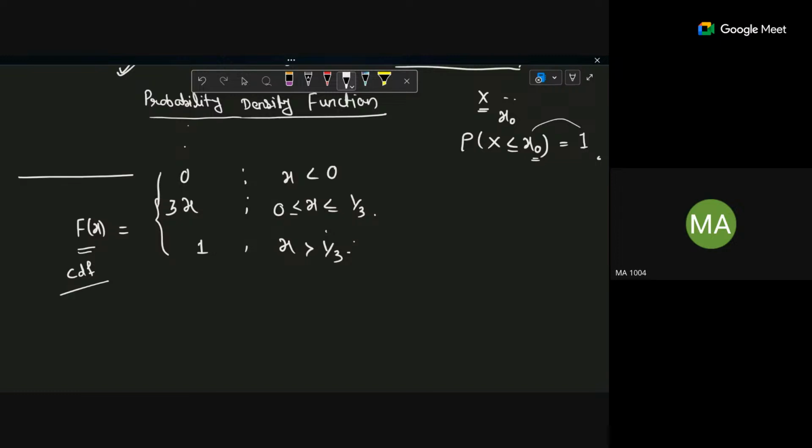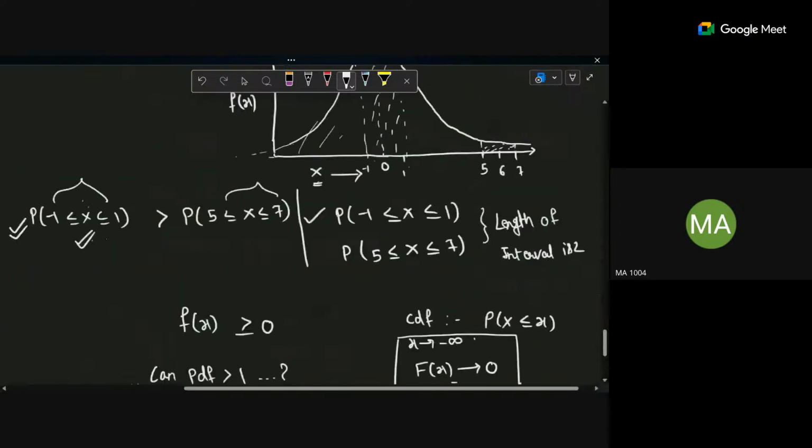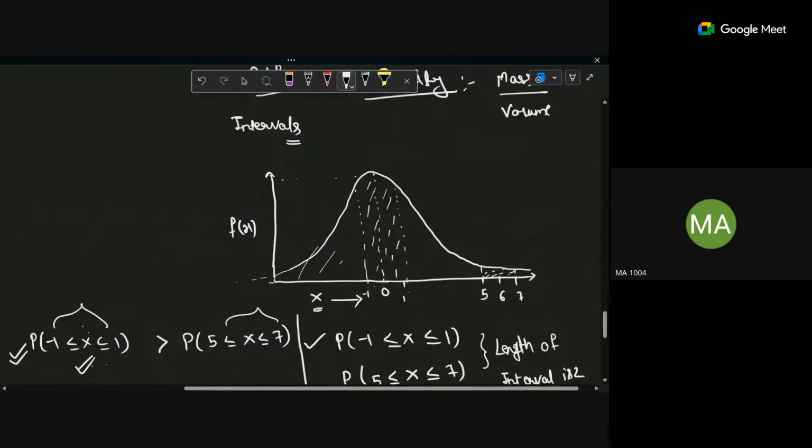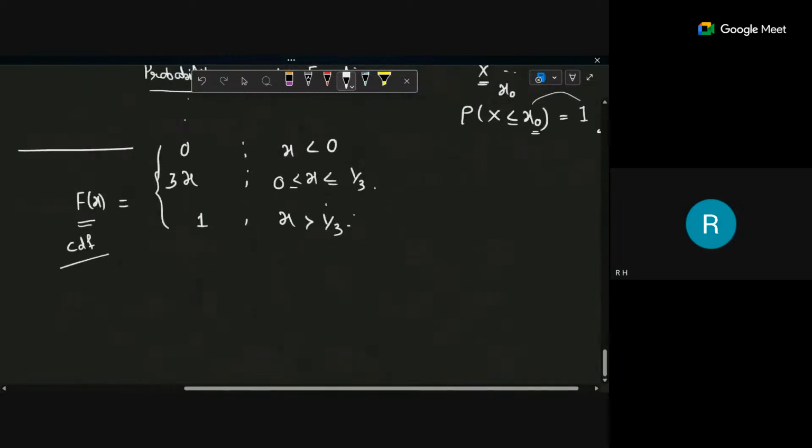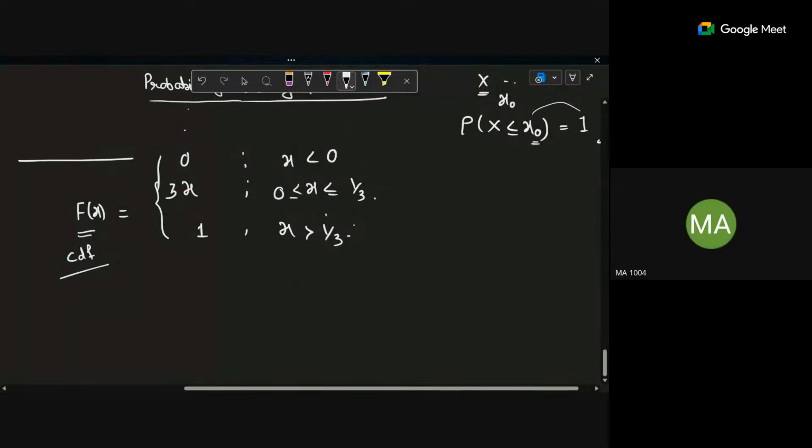Yes, how to calculate a valid PDF? What is a valid PDF then? Its integration should be 1, right? A valid PDF is what? The area under the curve should be equal to 1. Correct.